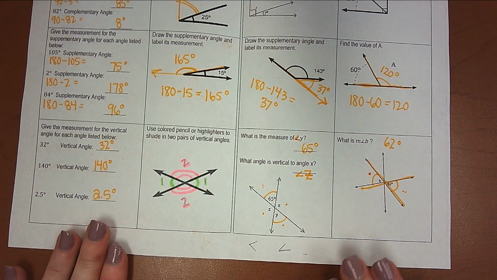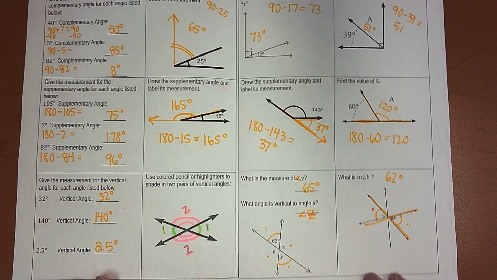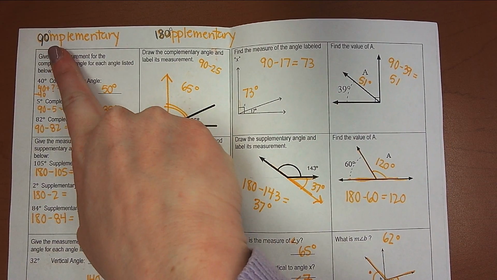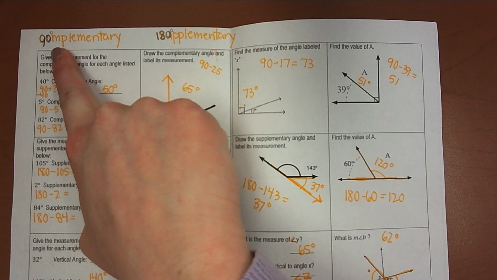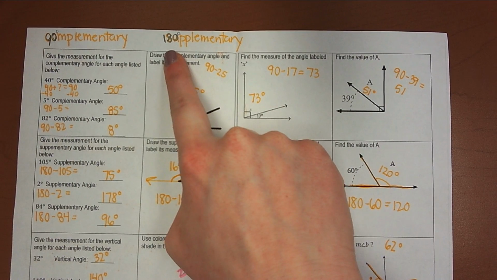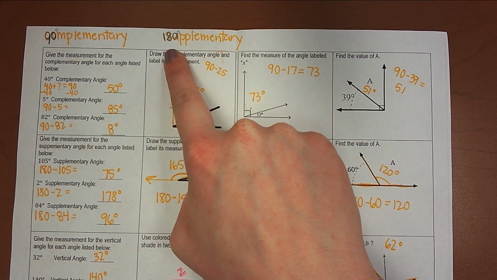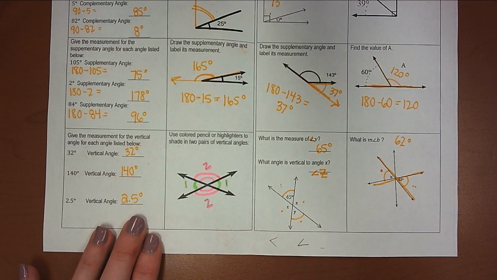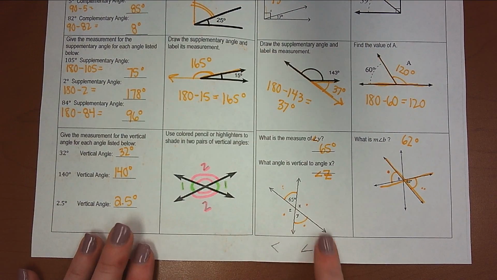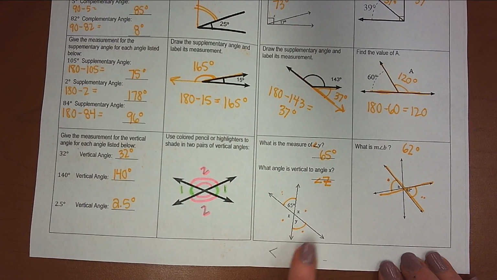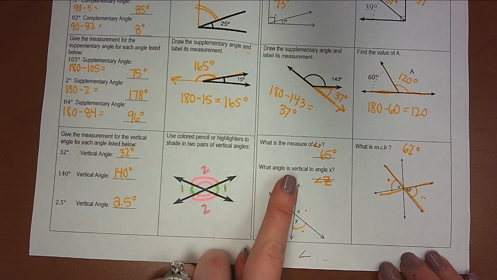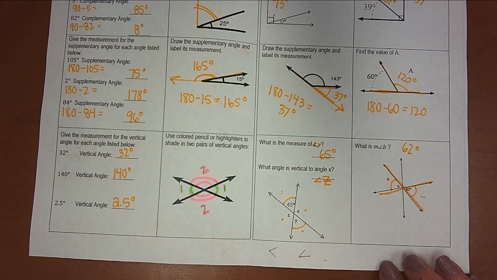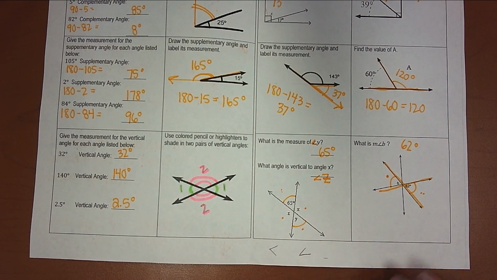So just a quick recap again. Complementary angles are two angles that have a sum of 90 degrees. Supplementary angles are two angles that have a sum of 180 degrees. And vertical angles are non-adjacent angles formed when two lines intersect, whose angle measures are the exact same.